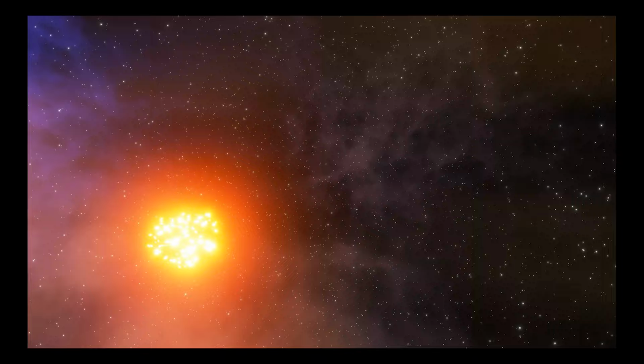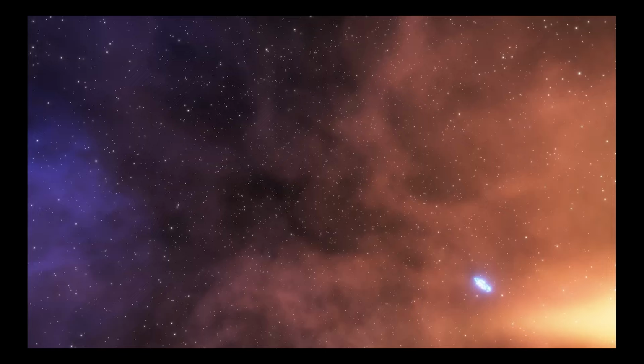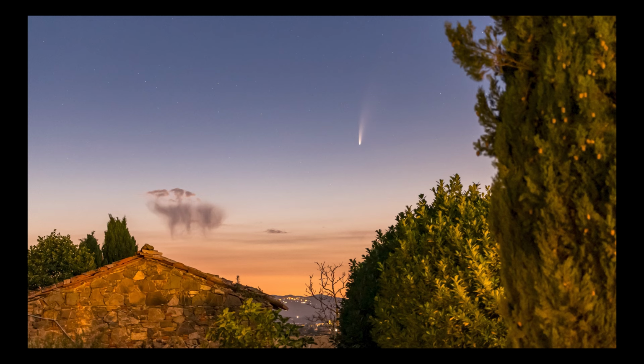Comets are also known for their highly elliptical orbits, which can take them far away from the Sun and deep into the outer solar system. Their orbits can also be affected by the gravitational pull of other planets and celestial bodies, causing them to change course or even collide with other objects.